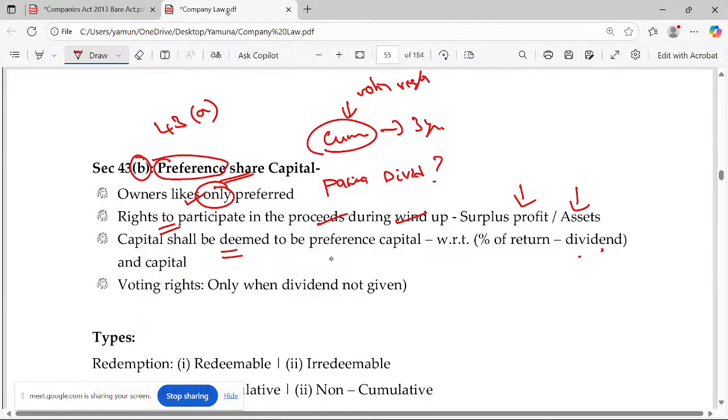Capital shall be deemed to be preference share capital on which basis? With respect to dividend and capital. Two ways. Voting rights only when dividend is not given, you'll get the voting rights. That also for which shares? We can have a note on here. That is also applicable for which shares? Cumulative preference shares.